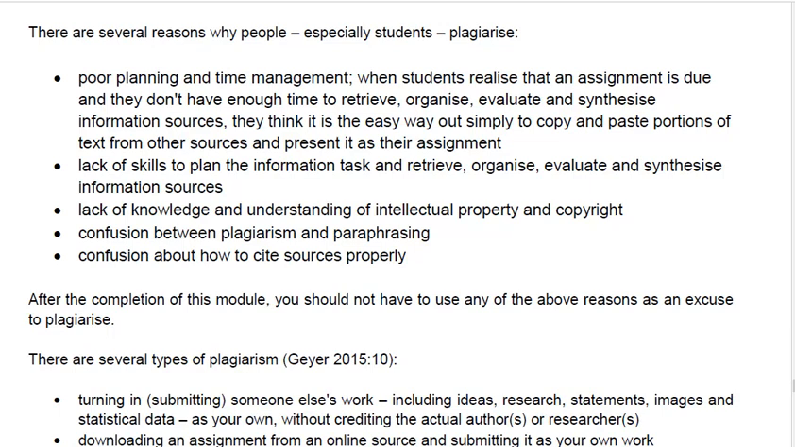Number one, poor planning and time management. When students realize that an assignment is due and they don't have enough time to retrieve or organize, evaluate, and synthesize information sources, they think it is the easy way out simply to copy and paste portions of text from other sources and present it as their assignment.